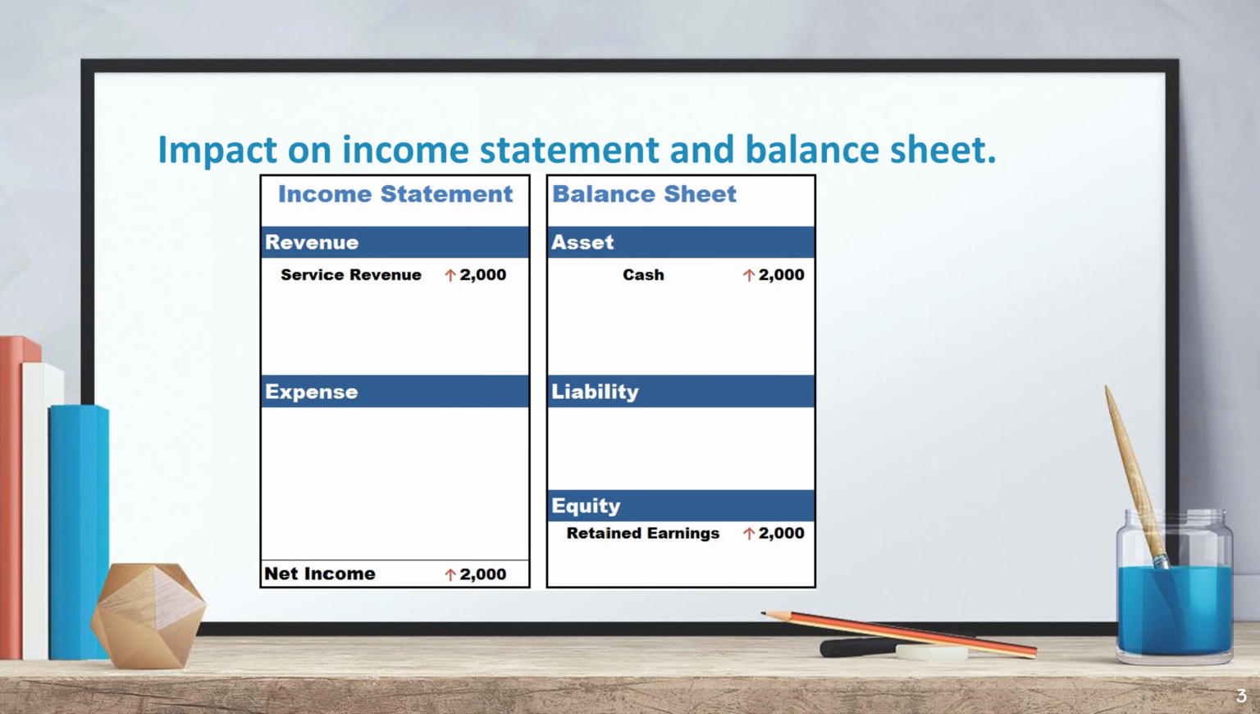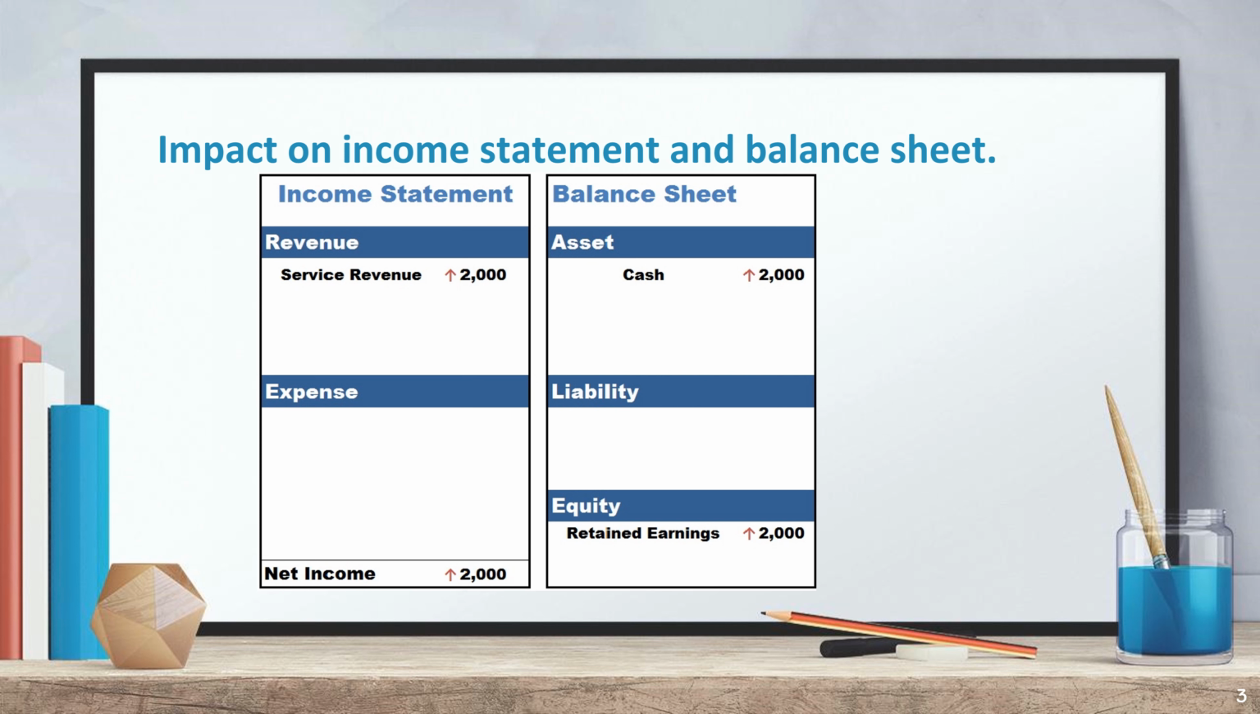Now let's see how this journal entry impacts the income statement and balance sheet. On the income statement, the service revenue account increases by $2,000, reflecting the revenue earned from providing services. The net income also increases by $2,000, assuming there are no expenses.